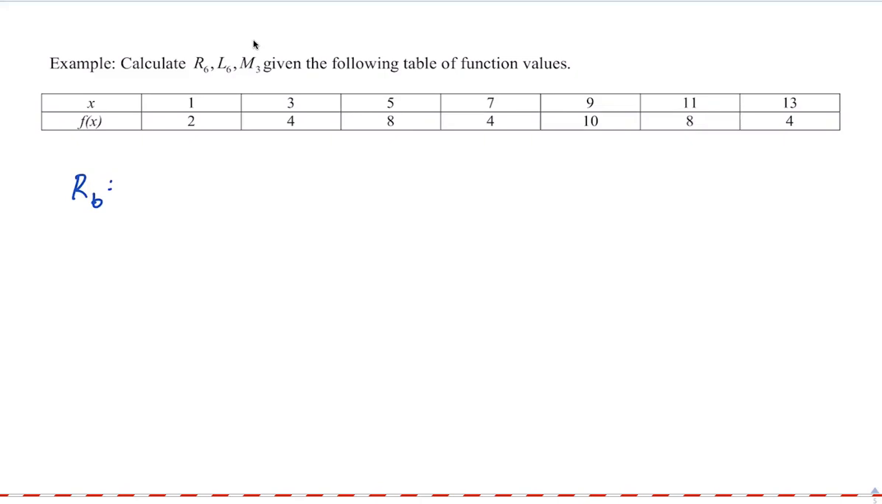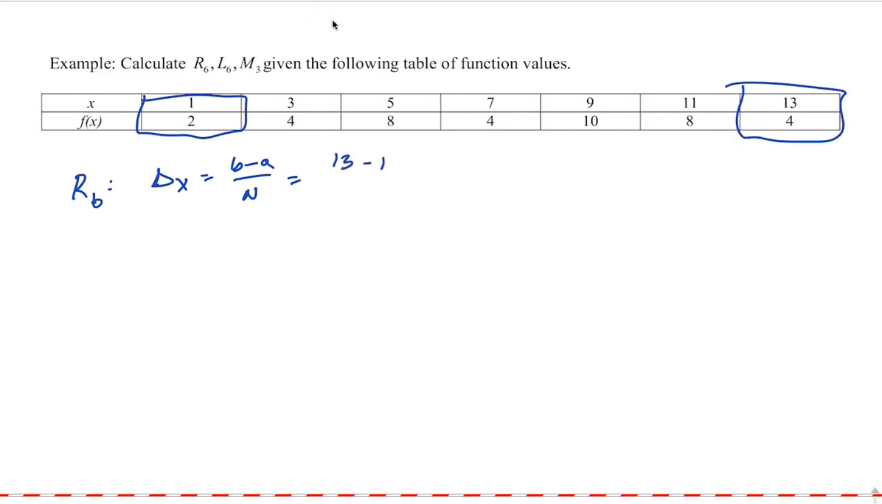So first, let's figure out what they want our width to be, or delta x. So remember, that formula is b minus a over n. In this case, we're going from 1 to 13. So 13 minus 1, let's say 1 is our a and 13 is our b, over 6. So 12 over 6, which is 2. So our delta x is going to be 2.